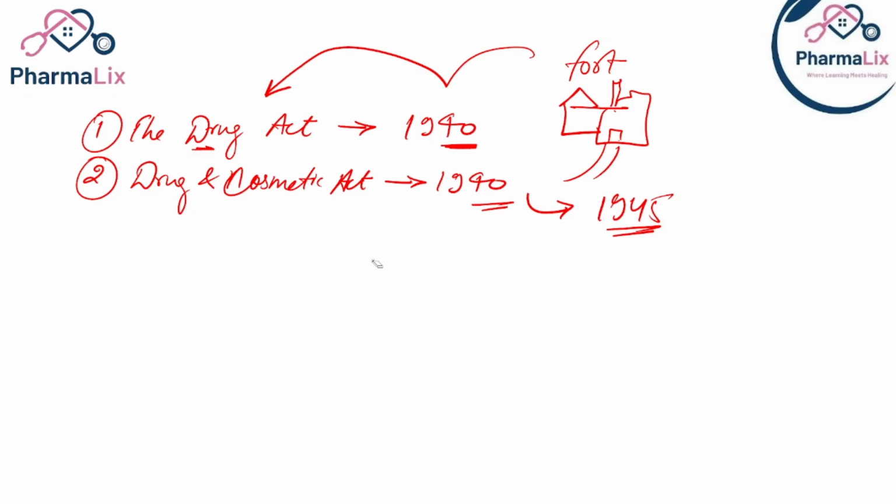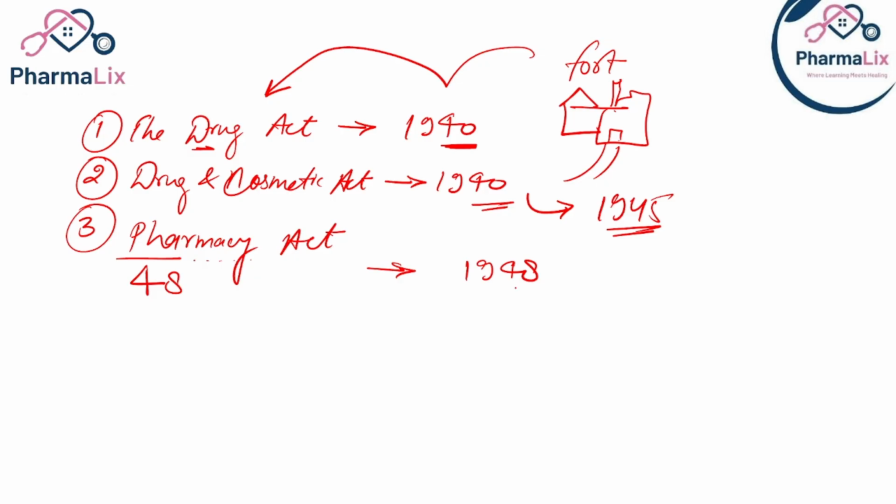All right, so the next is the Pharmacy Act. With PHAR you can memorize 4, and since pharmacy is made up of 8 letters, so it is 8. So the Pharmacy Act was enacted in 1948. So this is the trick. PHAR means 4 and since it is composed of 8 letters, so it is 8.